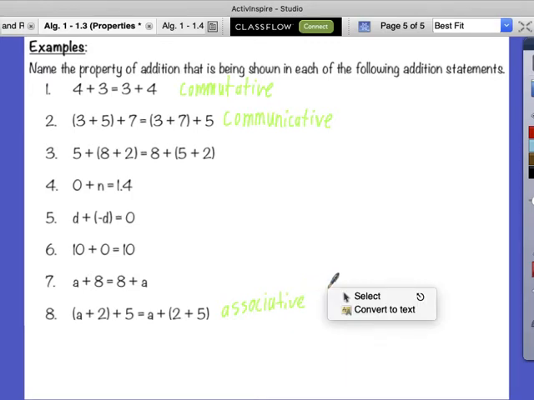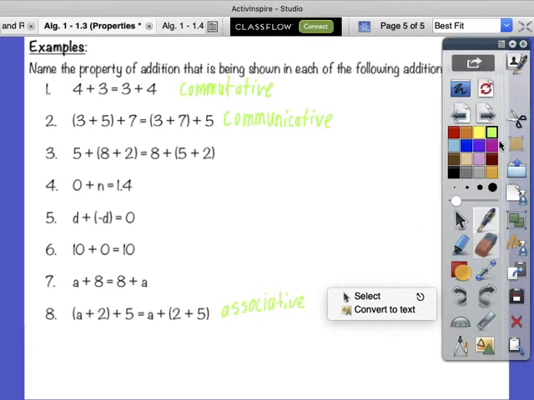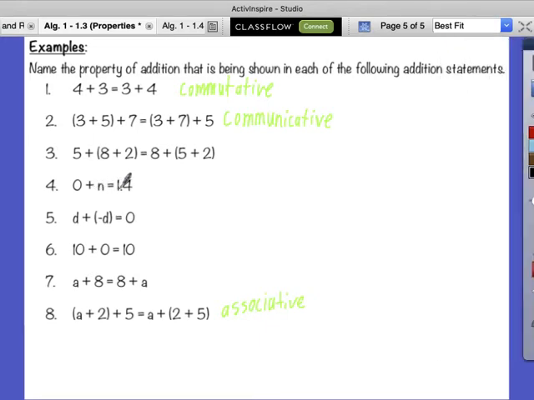Okay, tricky. So I want you guys to actually try working on 3 through 7 here. We did 1, 2, and 8 together. You try 3 through 7. Heads up here on number 4, Mr. Carlson made an oops. It needs to be corrected. Number 4 should be 0 plus n equals n.